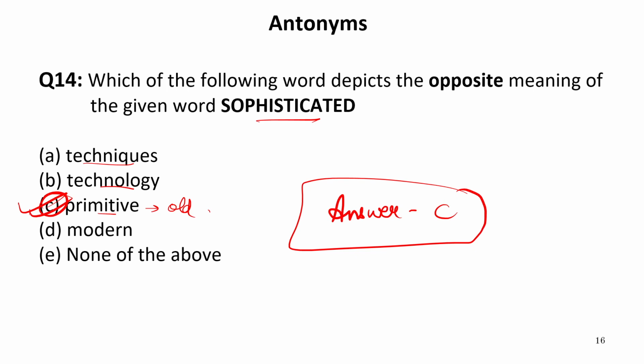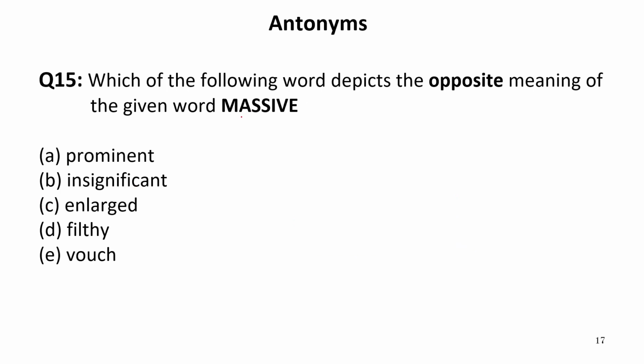Now let us move to the next word. Massive. Now massive, you can see the word mass over here. And with mass, we see when something is very large, when something is very heavy. That is massive. So the antonym of this can be insignificant because enlarged can be the synonym. Filthy means dirty.